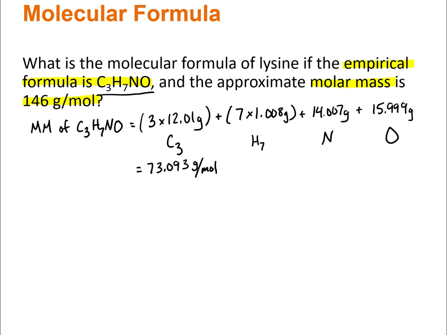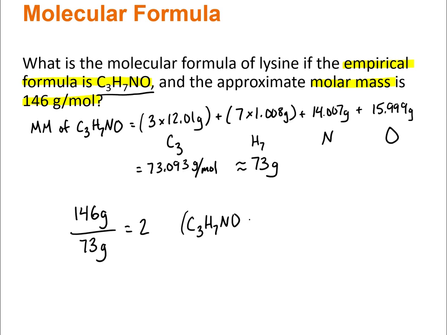So the molar mass is approximately 73 grams per mole. Then we take the molar mass of the molecular formula, which is 146 grams per mole, divide by the molar mass of the empirical, which is about 73 grams per mole. You get 2. What that 2 means is that you're taking the empirical formula and multiplying it by 2.